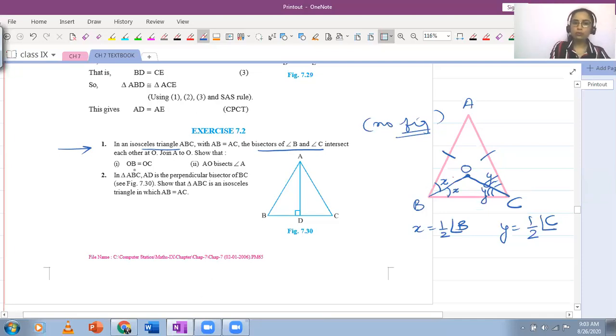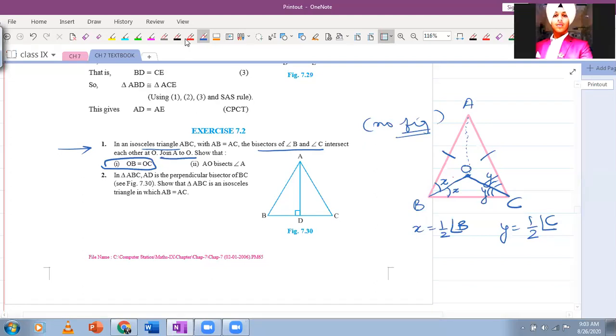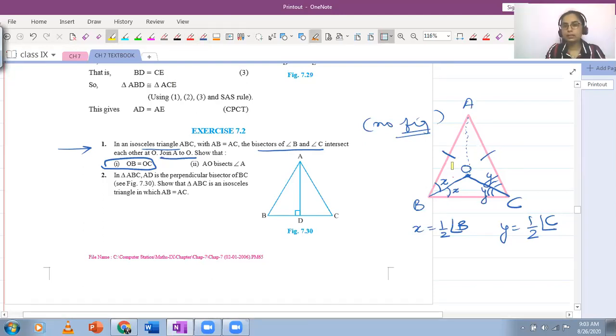You want to prove that, okay, I missed one thing, join A to O. So A has been joined to O. This is something which has been instructed to us. So let's just join this. I'm drawing a dotted line here. The first part is OB equals to OC. The bisectors are equal. OB and OC are equal. Then we have to prove triangle ABO congruent to triangle ACO. Okay, we can take this triangle.